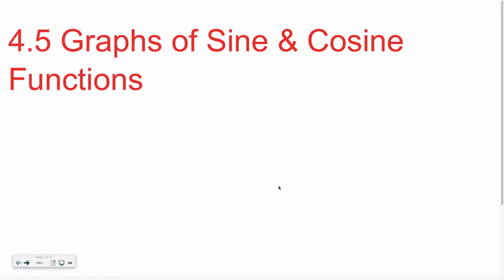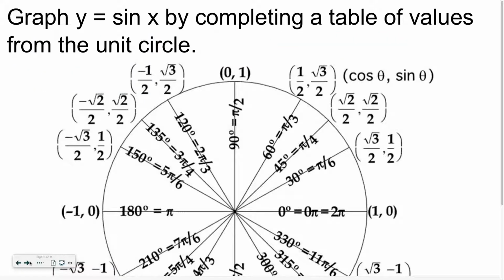Okay, so we are going to focus on sine and cosine for the next few days. And then after we graph sine and cosine, I'll teach you how to graph tangent, secant, and cosecant. We won't graph cotangent. Okay, so we're going to focus on y equals the sine of x first. Y equals the sine of x.